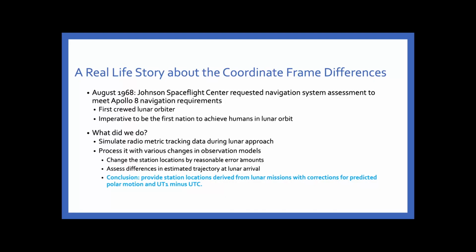And when we got all done with this, we also realized that the Johnson Space Center, the Apollo program, was going to use the same lunar ephemeris that the Ranger missions had used to derive the station locations for the DSN. So the conclusion was we would take those station locations and make some corrections for the predicted polar motion and the difference between UT1 and UTC, and supplied the Manned Spacecraft Center with those station locations with those corrections.